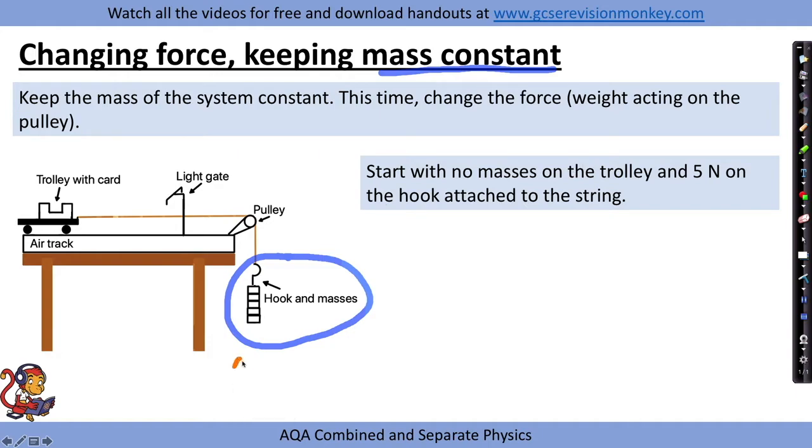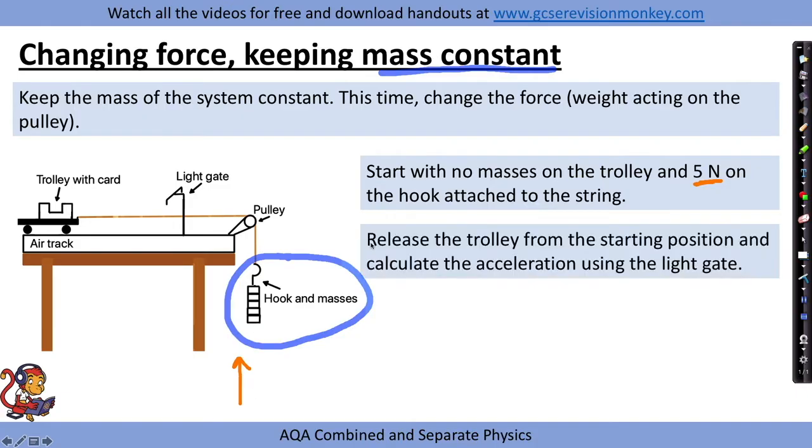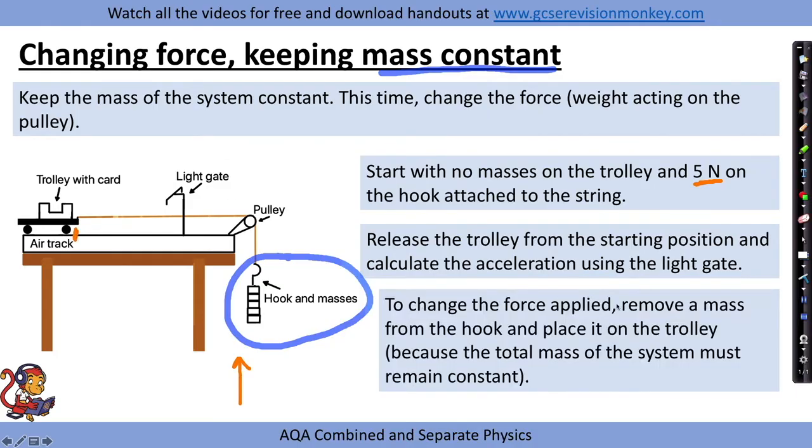You may well be using much smaller masses and therefore using a much smaller force to pull this down, but let's just say we're starting with 5 newtons on the string. We're then going to release the trolley from the starting position and calculate the acceleration using the light gate. And then to change the force applied, remove a mass from the hook down here and place it on the trolley. And that's because, as before, the total mass of the system must remain constant.